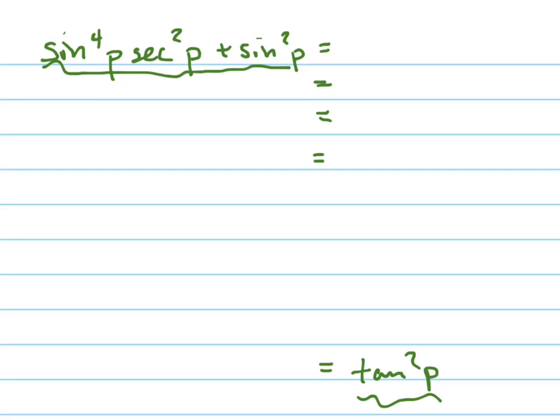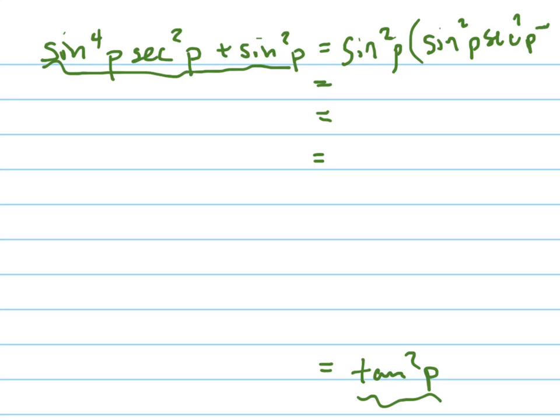All right. So the first thing I'm going to do, and it might not be the right thing, but sometimes you just have to start somewhere. What seems natural, it's called following your nose. I'm going to factor out a sine squared. If I do that, I'm going to get sine squared p times secant squared p plus 1. That's what I'm going to get.